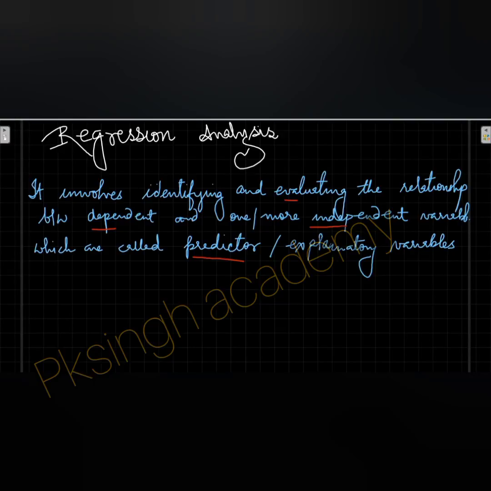So it involves identifying and evaluating the relationship between dependent variable and one or more independent variables. Independent variables can be maybe one, more, two, three. But dependent variable will be only one. If independent variables are more than one, we can say multiple regression analysis. Clear? Okay.